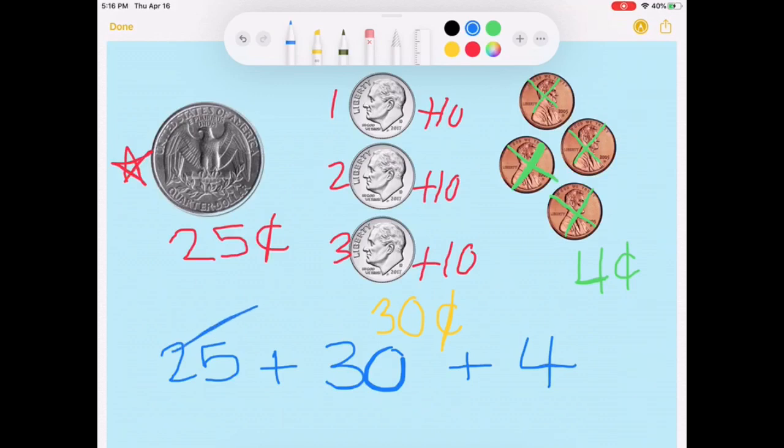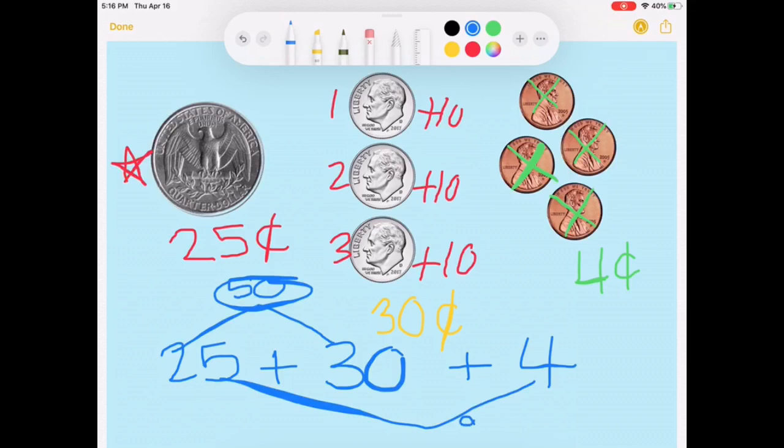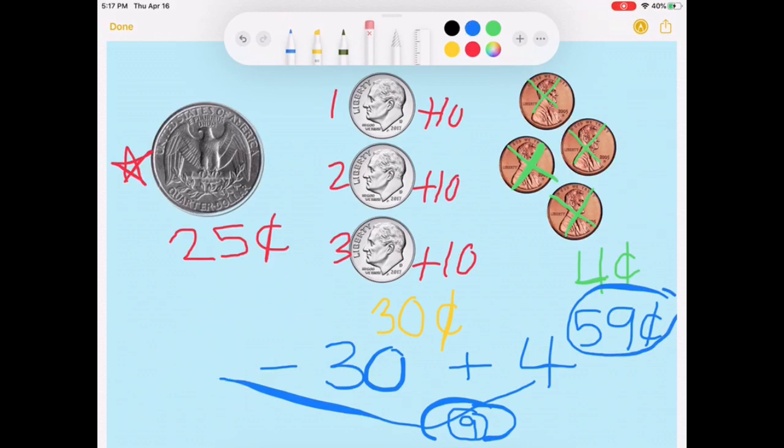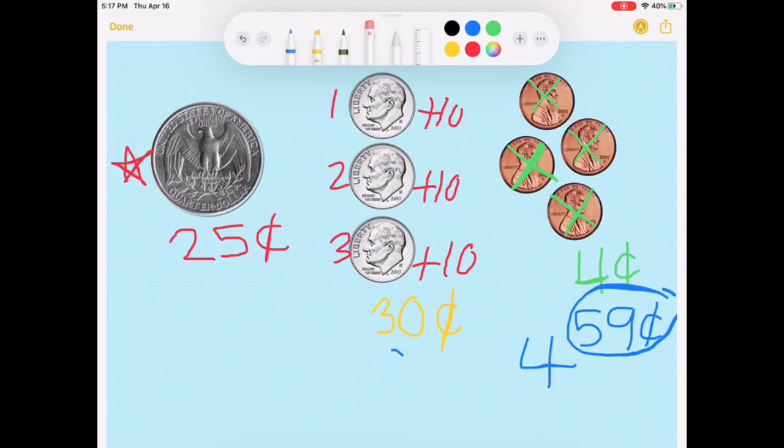You could take the 2 and the 5 here and know that if you added that together, it would be 50 cents. And then you could take the 5 and the 4 down here and know that if you added it would be 9 cents. And then you could combine both of those, this 50 and this 9, to be 59 cents. You can add in any way that makes sense to your brain.